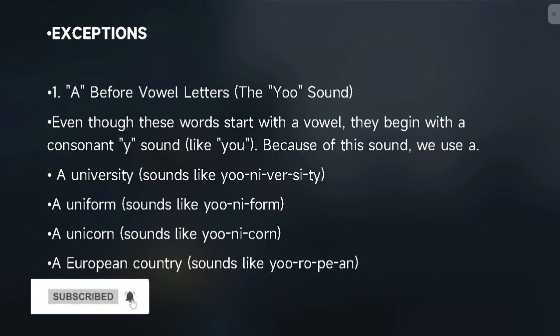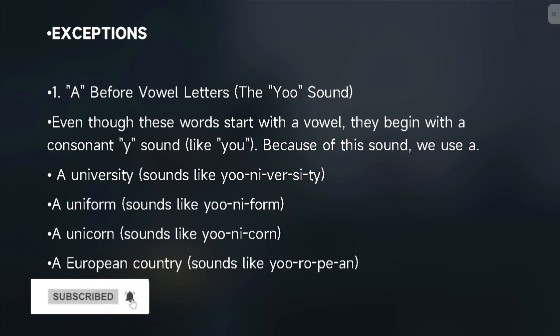But here we are using "a", although the word university starts with U, because the sound of the word university is "yoo". It is not umbrella. So see the difference here. Umbrella is umbrella, so it has an uh sound. Here it is a "yoo" sound. That's the reason. The exception is we will use "a" before university.